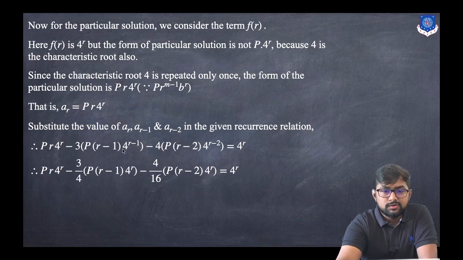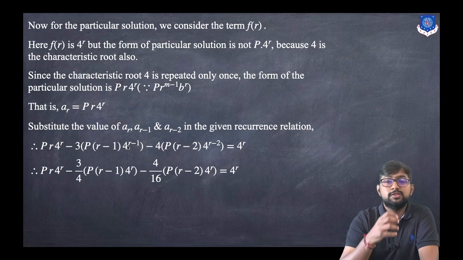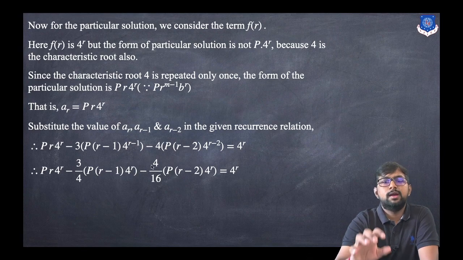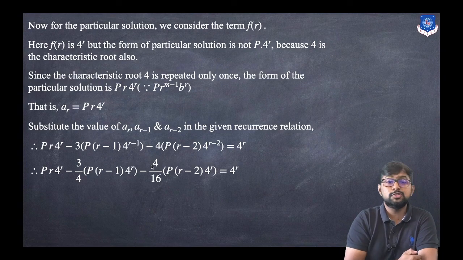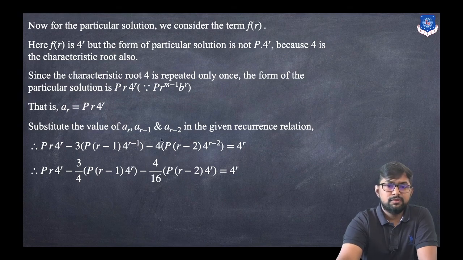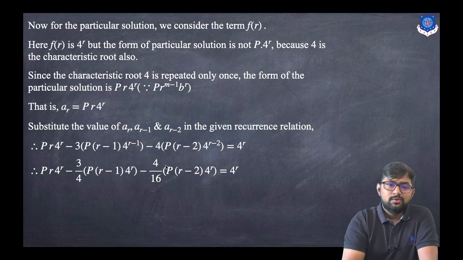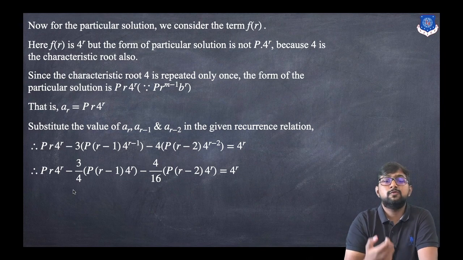Now see, here you can see that 4 raised to r minus 1 can be represented as 4 raised to r divided by 4, so 3p by 4 times 4 raised to r. In the same manner, 4 raised to r minus 2 can be represented as 4 raised to r divided by 4 squared, that is 16. So here we have taken 2p by 16 and the rest are the same. Why are we doing this? Because we want to compare the coefficients of 4 raised to r.